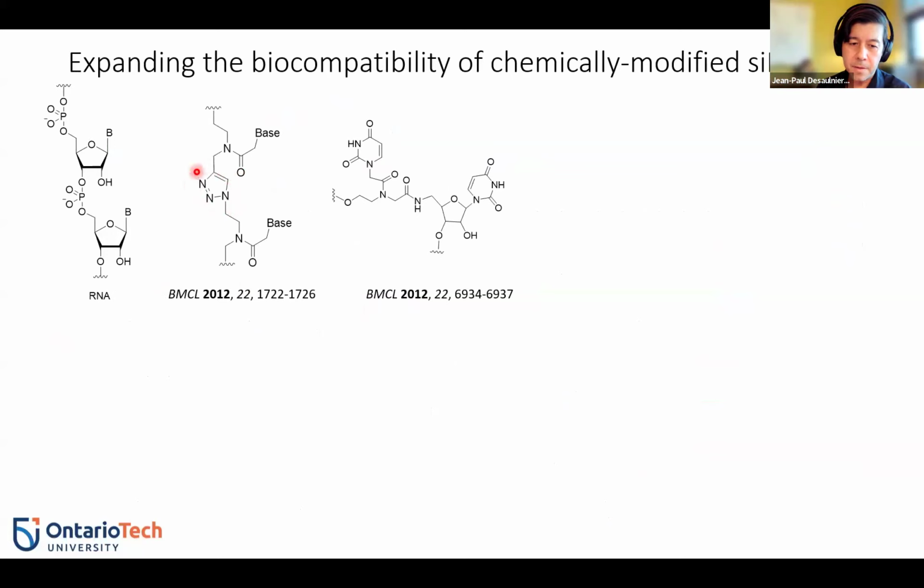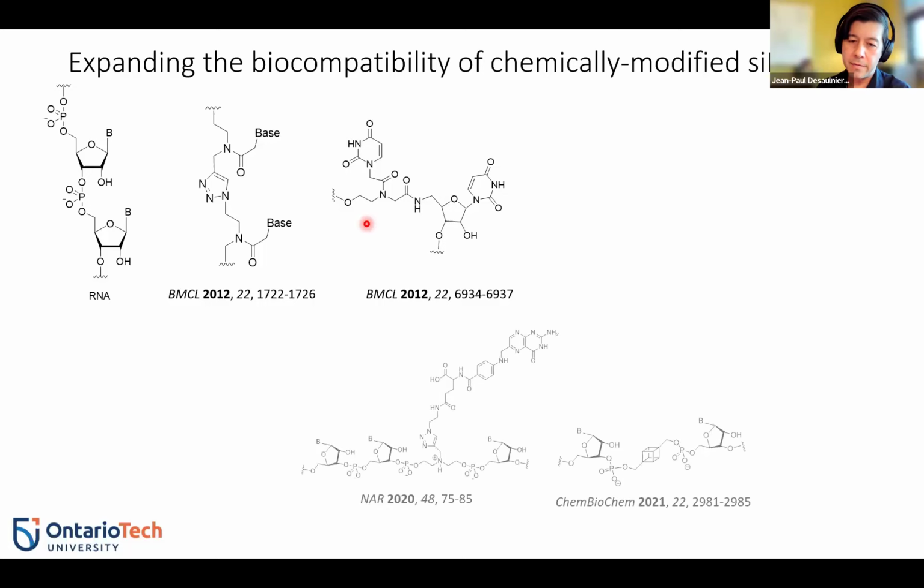We've looked at things like triazoles and amide bonds to replace some of the phosphate groups, because in our group we want to assess the biocompatibility of chemically modified RNAs. More recently, we've been really interested in receptor-mediated uptake, or endocytosis, of oligonucleotides. A few years ago, we published a paper looking at folic acid conjugated to RNAs, and we saw very good, efficient knockdown in transfection-free media.